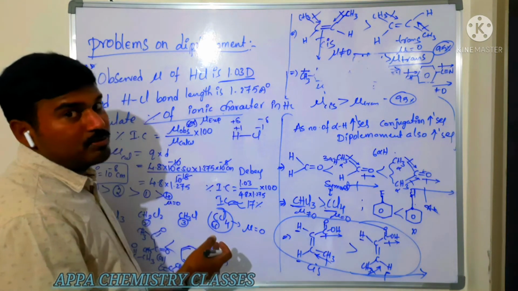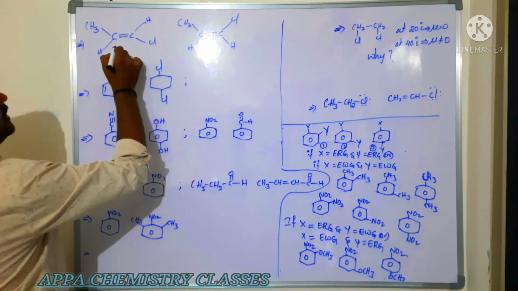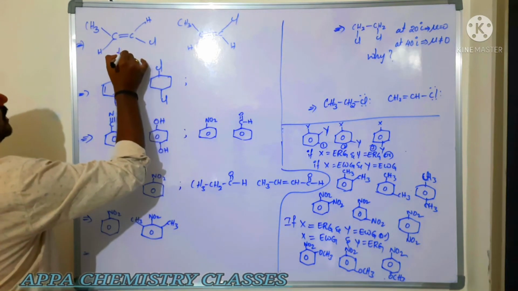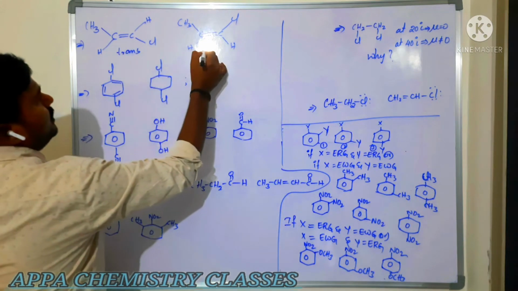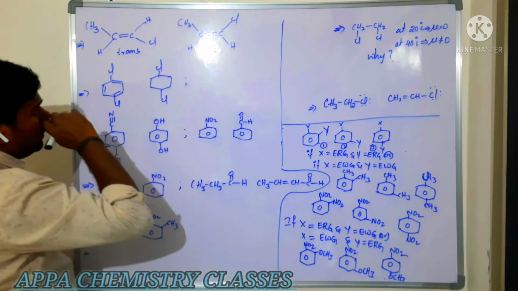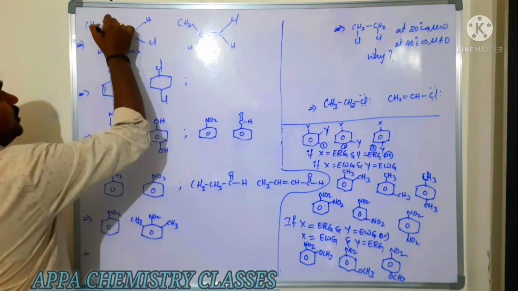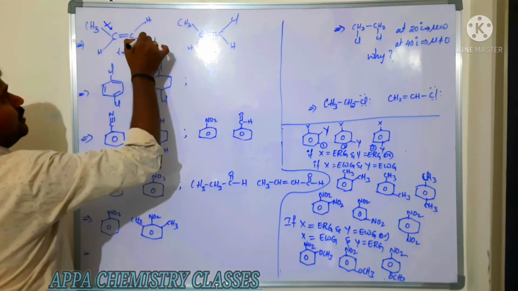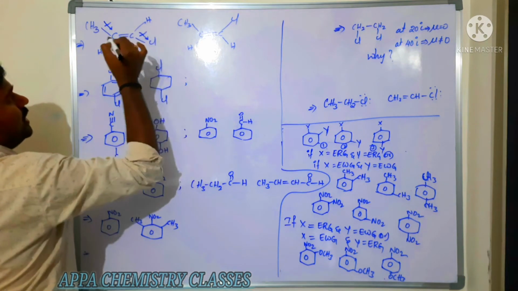We'll see some more examples. Now in this case you see here, with respect to hydrogen it is a trans, and with respect to hydrogen here it is a cis. Now in this case what happens? Which one has more dipole moment? You see here. So the resultant dipole moment is in this direction.